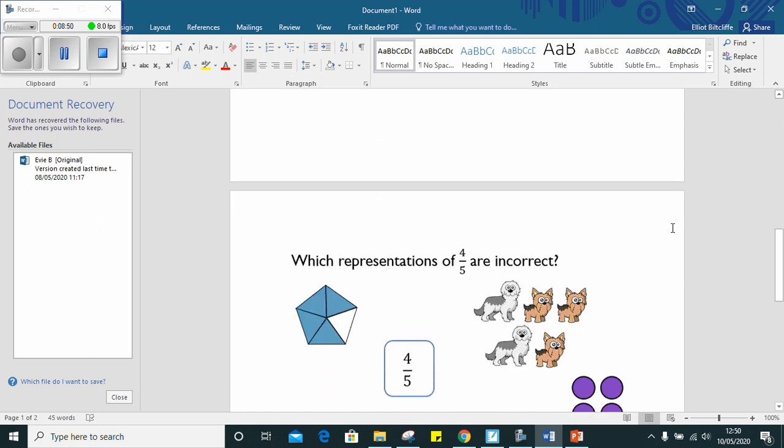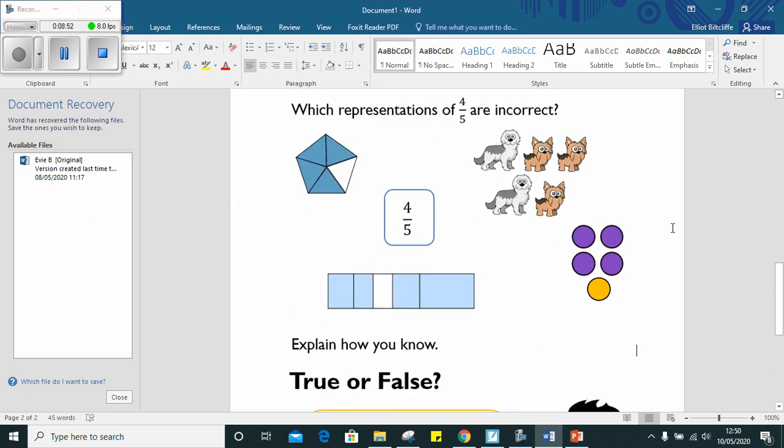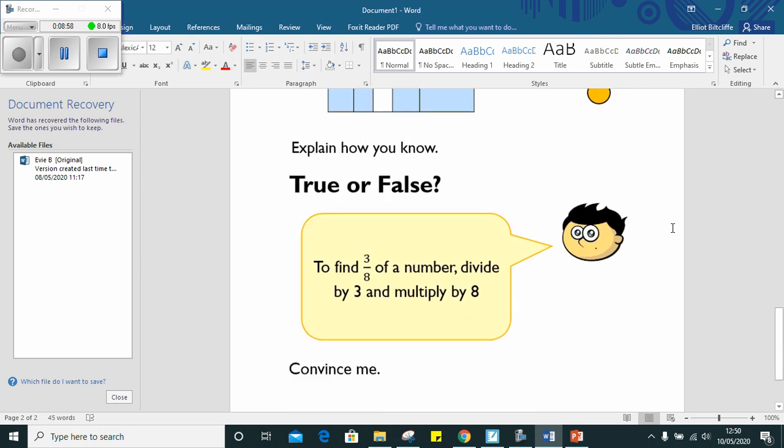And then if you scroll down a little bit, there's some questions down here. So which one of these fractions represents 4/5 are correct? And then true or false, to find 3/8 of a number, you divide the number by 3 and then multiply it by 8. Convince me whether that is true or false. So that means you're going to have to write me a little bit of a paragraph or use some maths to explain why that isn't the case.